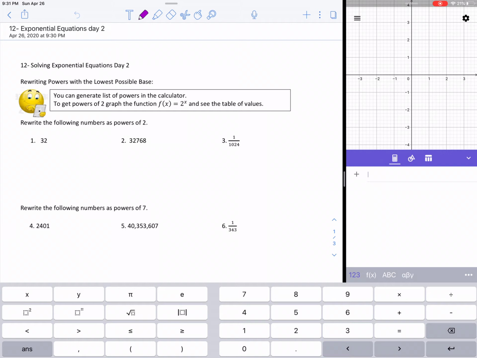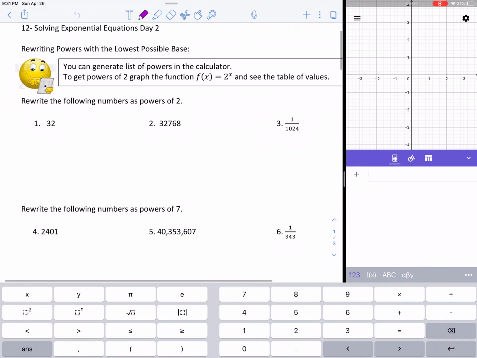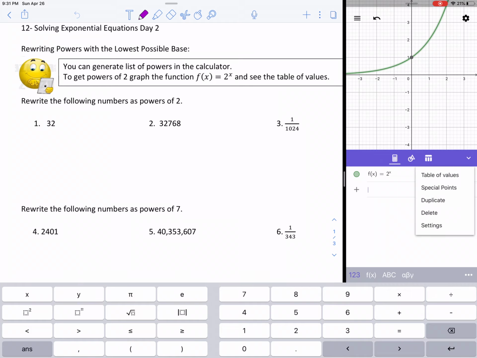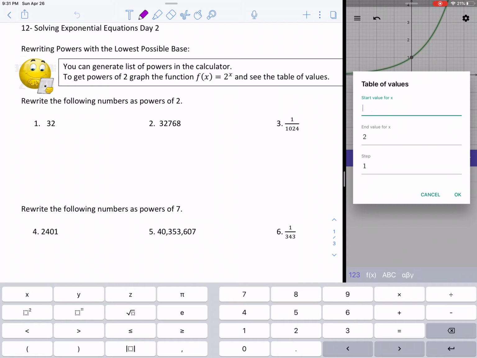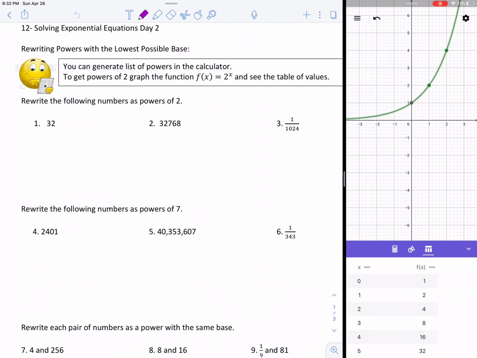So what would that help us with? The first section says rewrite the following numbers as powers of 2. So we want to rewrite all these numbers here as a power of 2. So I'm going to put 2 to the x power. So if I'm talking about powers of 2, I'm going to talk about an exponential function with a base of 2. And now let's create a table of values. We'll go from 0, I don't know if it's going to let me go to 100, and it does. The numbers get huge, even with a low base like 2, very quickly.